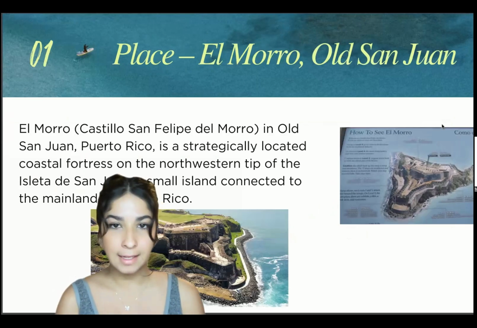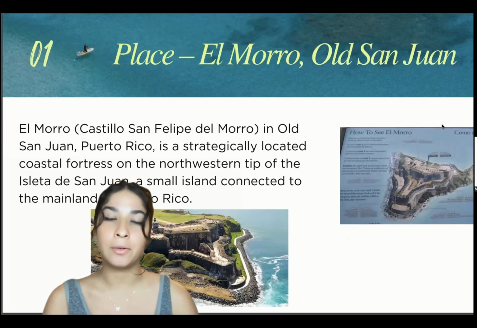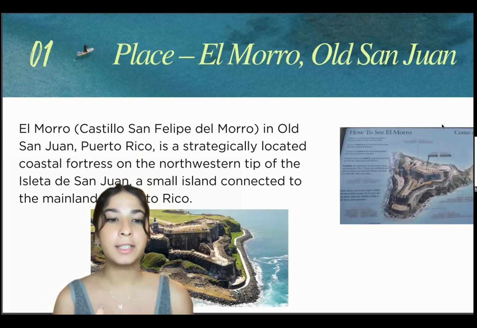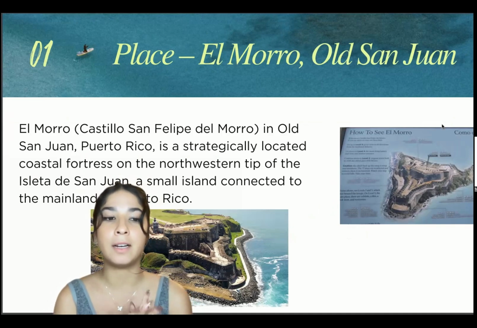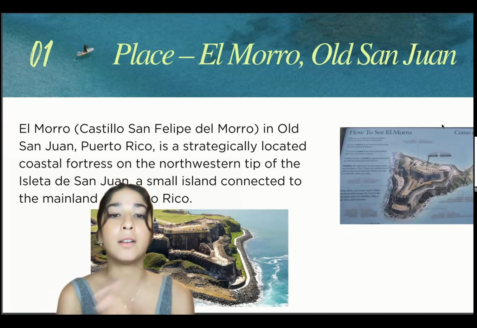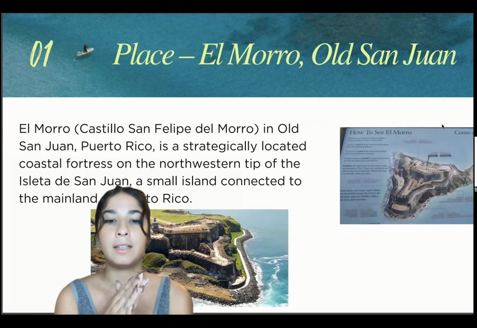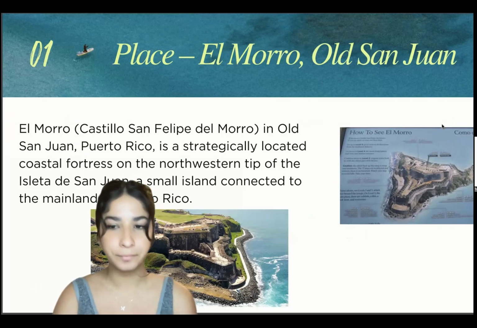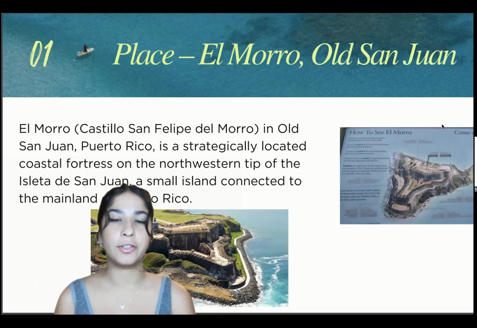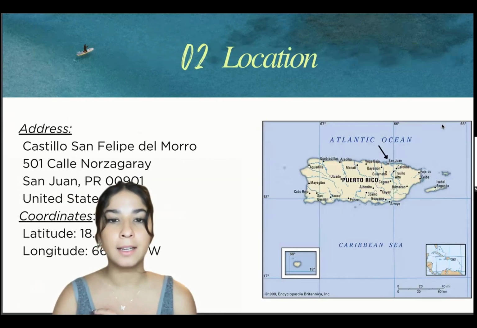Let's start with place. Place is El Morro in Old San Juan, Puerto Rico. It is a strategically located coastal fortress on the northwestern tip of the isleta of Old San Juan. It is a small island connected to the main island of Puerto Rico. I included some pictures here so you can visualize it.